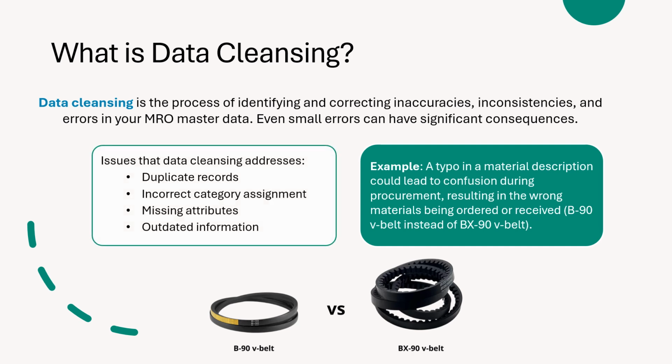There are several common issues that data cleansing addresses. These include duplicate records, incorrect category assignment, missing attributes, and outdated information. For instance, if your system contains multiple records for the same material with slightly different names or descriptions, data cleansing will help identify and, if desired, merge these duplicates into a single accurate record.